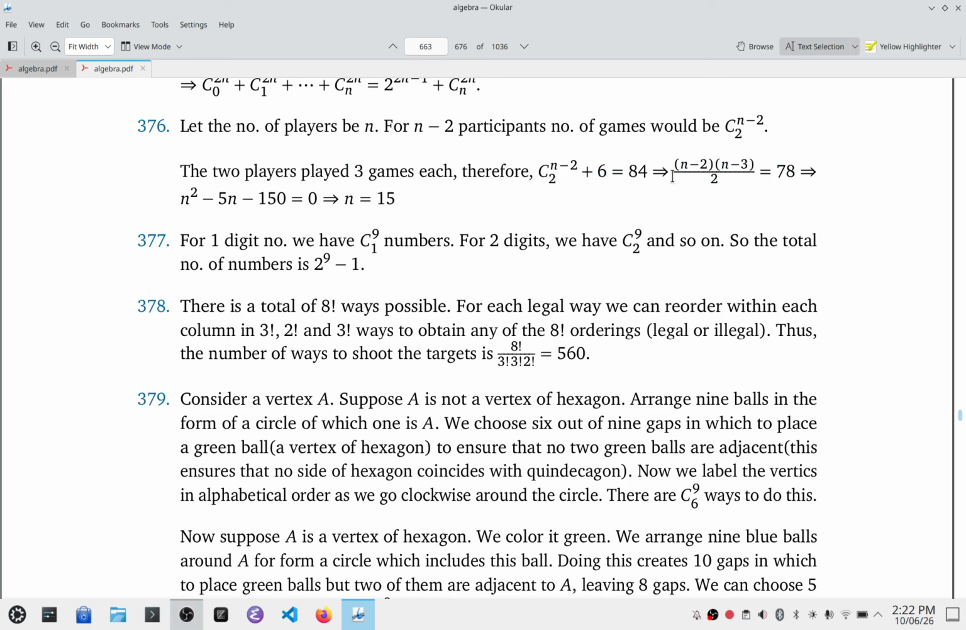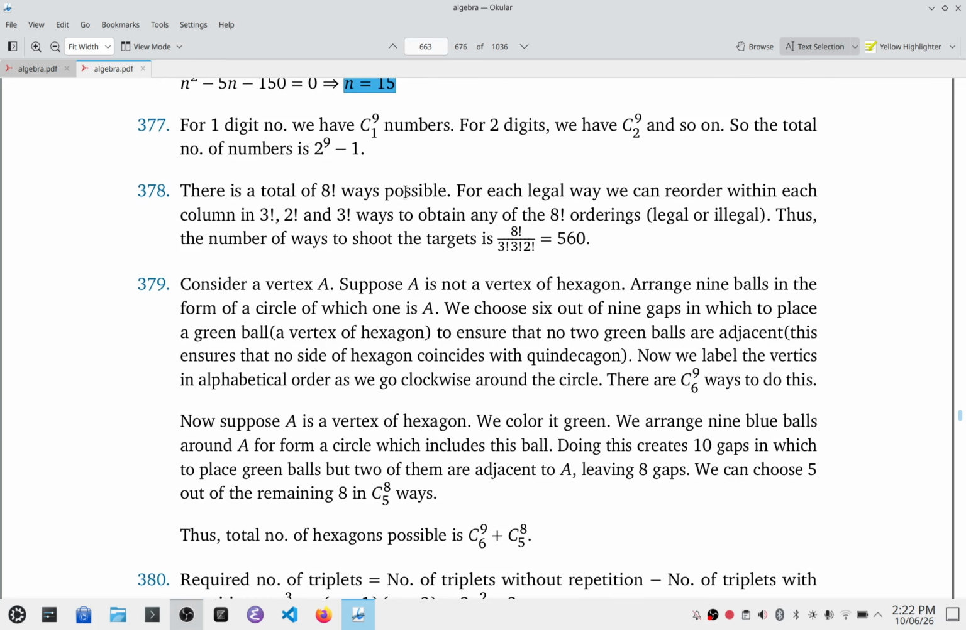Now n-2C2 is (n-2)(n-3)/2, and 6 we subtract, we get 78. So we bring everything to one side. We have n² - 5n - 150 = 0. Factorize: n = 15.